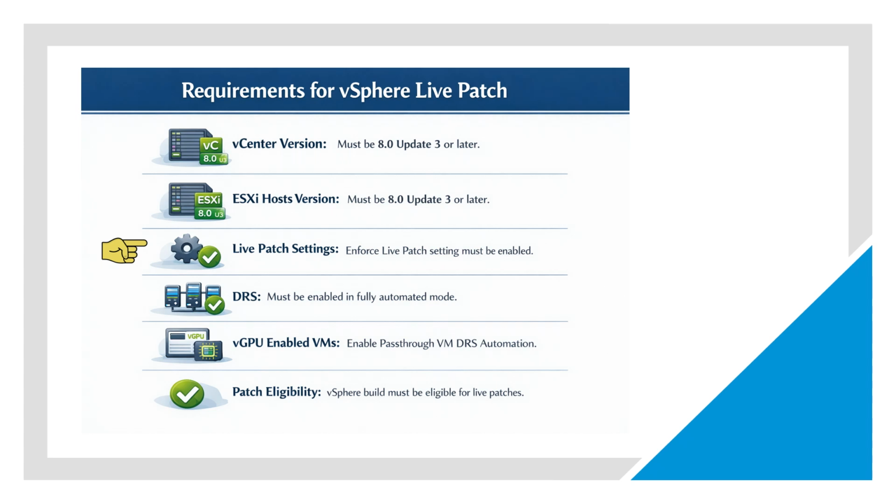Then live patch settings. To enforce live patch, we need to enable the live patch setting in the global vSphere Lifecycle Manager remediation settings or the cluster remediation settings. DRS must be enabled on the vSphere cluster and it should be in fully automated mode. For vGPU enabled VMs, we need to enable pass-through VM DRS automation. Then next is patch eligibility. The current build of the vSphere cluster must be eligible for a live patch, and that needs to be verified. So these are the requirements for vSphere live patch.